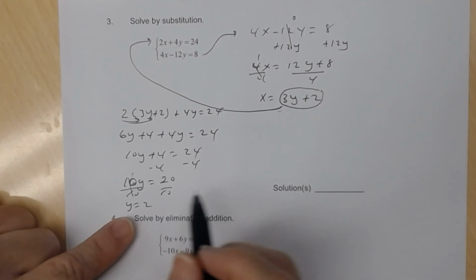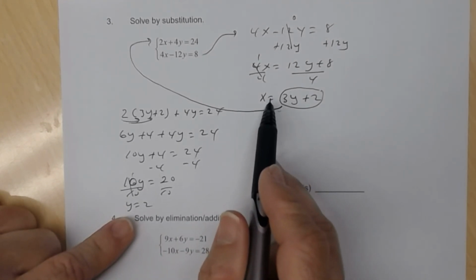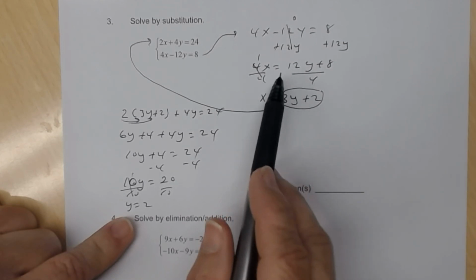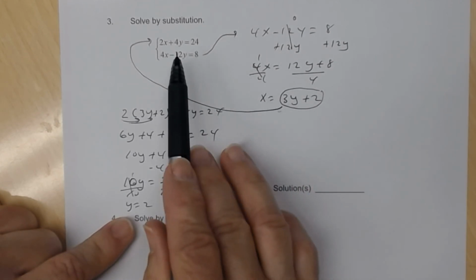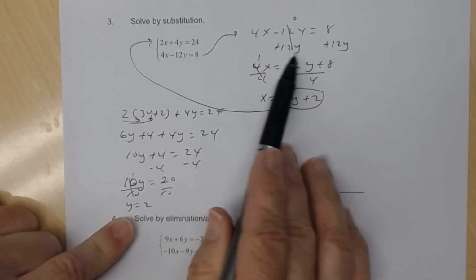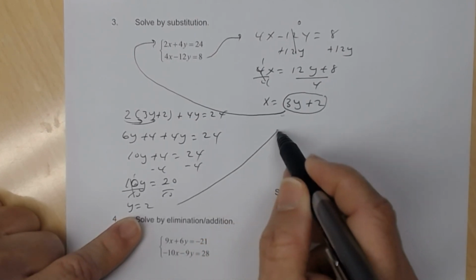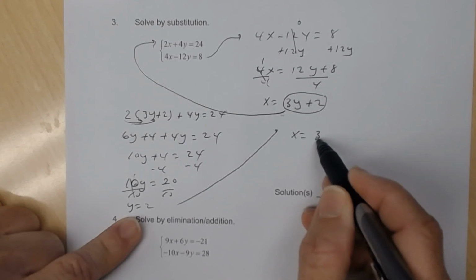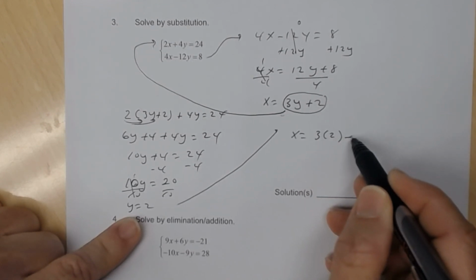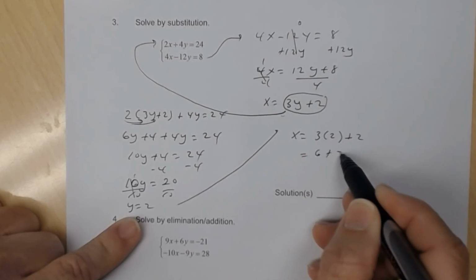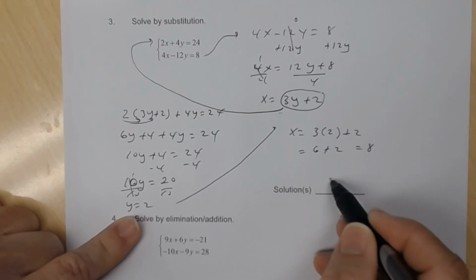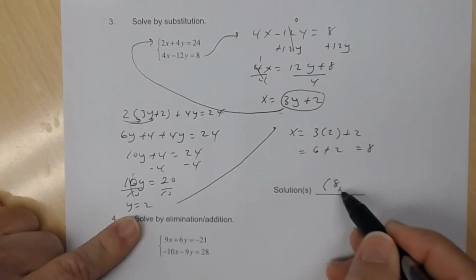Once you find y, though, you got to find x. So go back over here because that's where you have x by itself. Now you got to be careful. Make sure when you use this one that all this is correct. All right. So I'm going to do a substitution here. So I'm going to get x equals 3 times y plus 2. So that's 6 plus 2, which is 8. So my solution, remember, is an ordered pair, which is (8, 2).